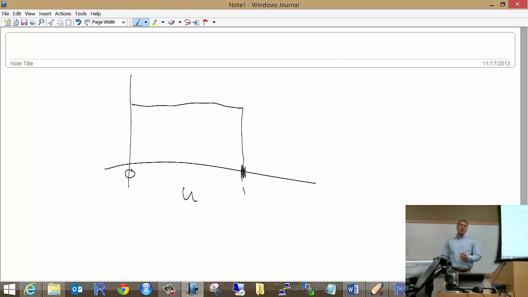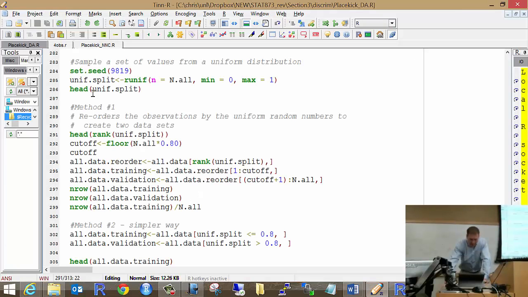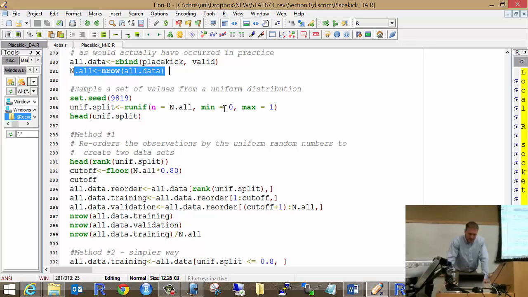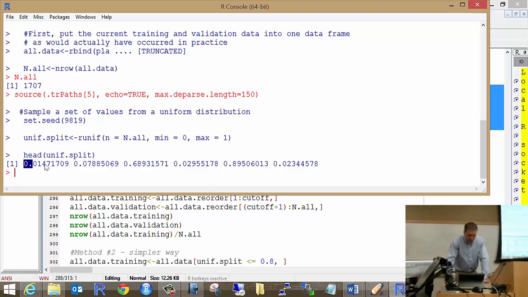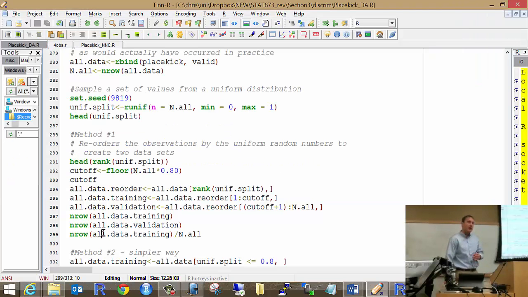Okay? And so what I'm going to do is generate, corresponding to my original data set size of 1,700 or so, 1,700 uniform observations, randomly generated. To do that, I'm going to set a seed so I can reproduce my results. The function to do the random number generation is runif. Sample size n.all, that's what was coming from here. Bottom number is 0, top number is 1, and we're going to look at the first 6 by default. So the first one is 0.014, the next one is 0.078, and so on. What I'm going to do is assign these random numbers to each of the observations. So my first observation in my data set is going to be assigned a value of 0.014, the second observation 0.078, and so on. This is going to help me to split the data.